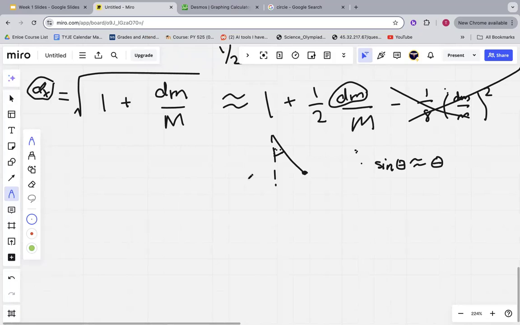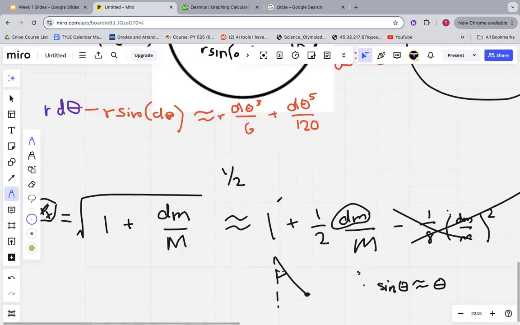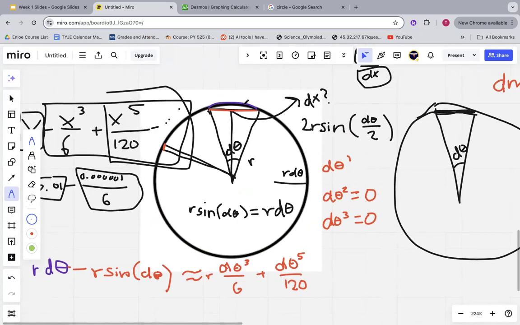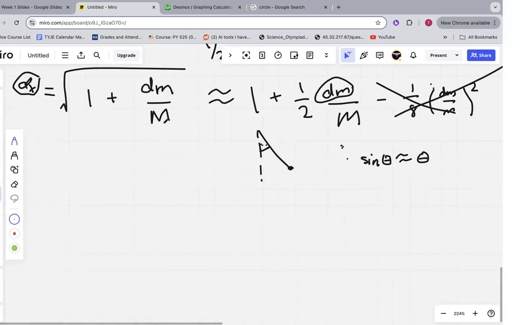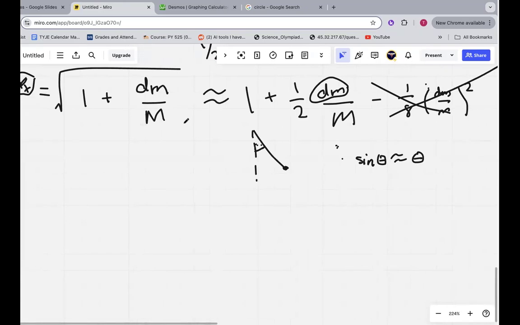Or in certain geometry things, right? Like the circle thing I showed, it's very common to have a setup like this where it's easy to approximate this length as R d theta. Or again, you might have a situation like this where dm is much smaller than m, and then again you get an approximation.